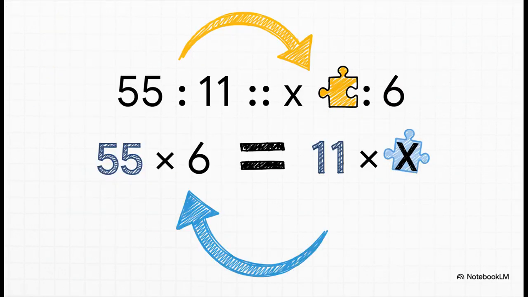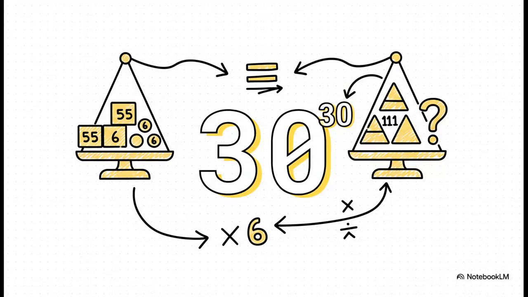It's actually that simple. We just apply the rule. We know the product of the extremes, which is 55 times 6, has to be equal to the product of the means, which is 11 times X. And just like that, we have a simple little equation to solve. And from here on out, it's just a bit of simple algebra, right?